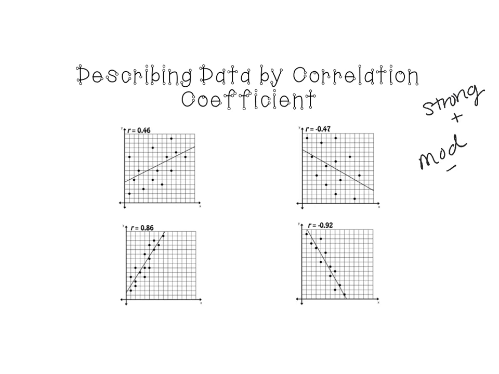Looking at this first one, R equals 0.46. That's below the 0.5 mark on the positive side, so that's going to be weak. And it's positive, so it's going to be a weak positive. Looking at 0.86, that's above the 0.5 mark, so that's going to be strong, and it's positive, so that's a strong positive.